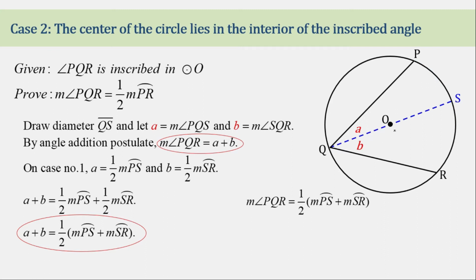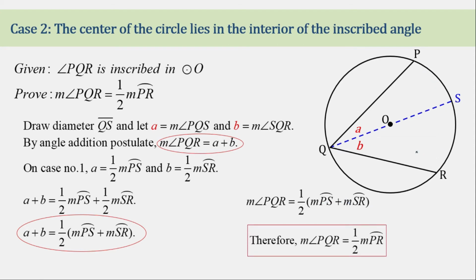Now, by the arc addition postulate, if we add these arcs, we will get PR. Therefore, we can now prove that the measurement of PQR is equivalent to 1/2 of the measurement of PR. So, that's the proof for case number 2.